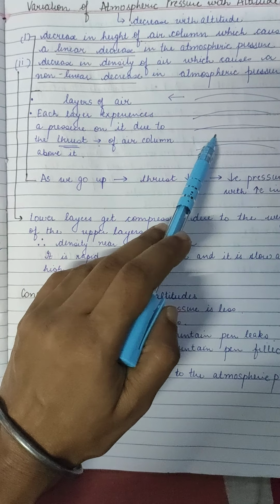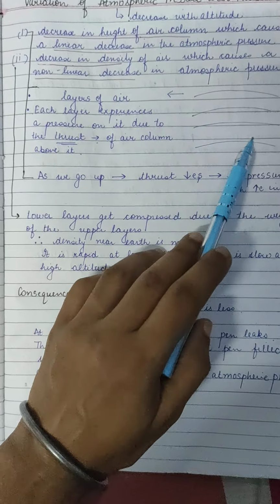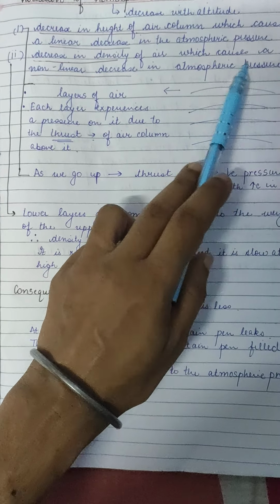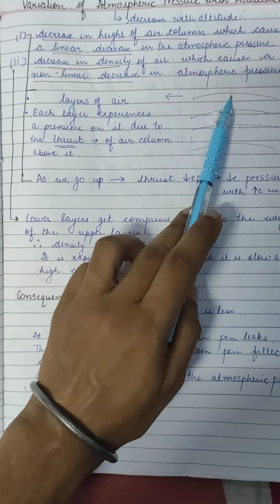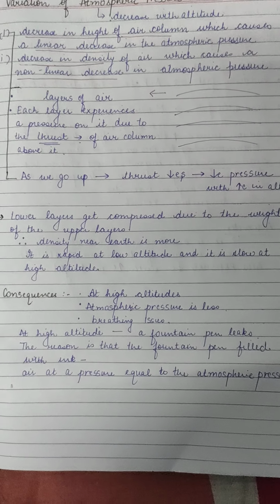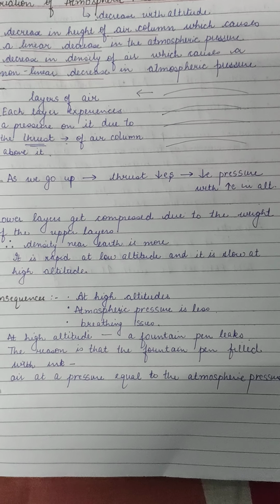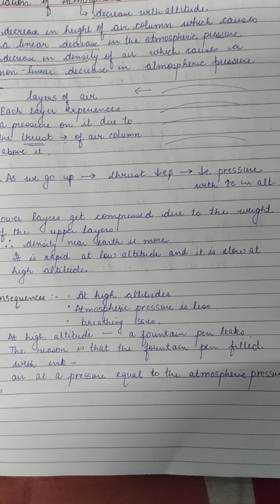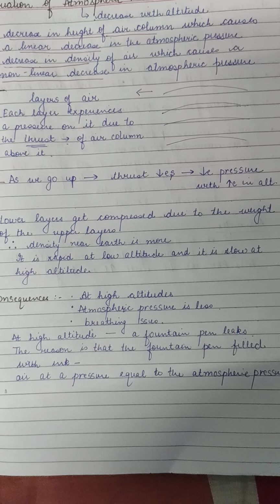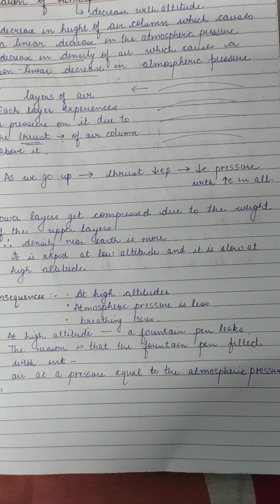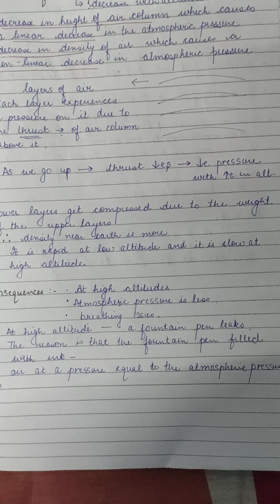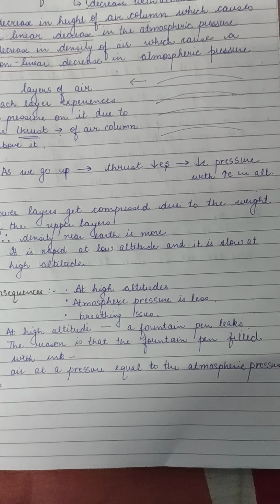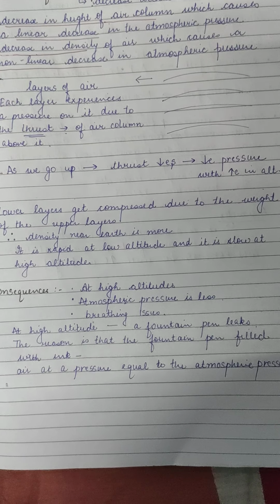Compressed by all the layers. More molecules are there, so it is more dense in comparison to the above layers. So the lower layer gets compressed due to the weight of the upper layers. Therefore, the density of air layers is more near the Earth's surface, and it decreases as we go higher and higher.